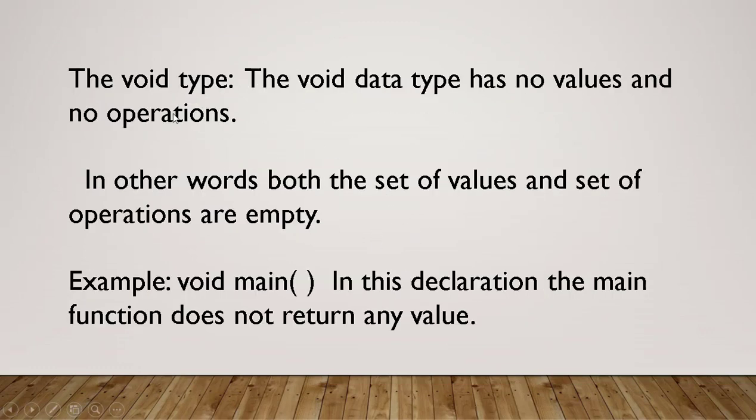The next data type is void. The void data type has no values and no operations. It is empty. In other words, both the set of values and the set of operations are empty. It does not return any value, so we call it void.